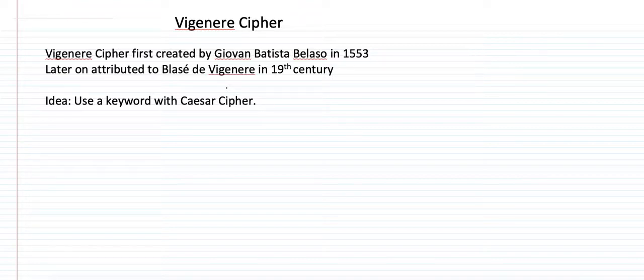And a lot of times in mathematics, something was created by one mathematician, but later on it was attributed to another mathematician. This is the case over here. We have a Vigenere Cipher that was created by Giovanni Battista Bellazzo in 1553, but later on was attributed to Blaise de Vigenère, and it should be a French name, so it should have this symbol over here.